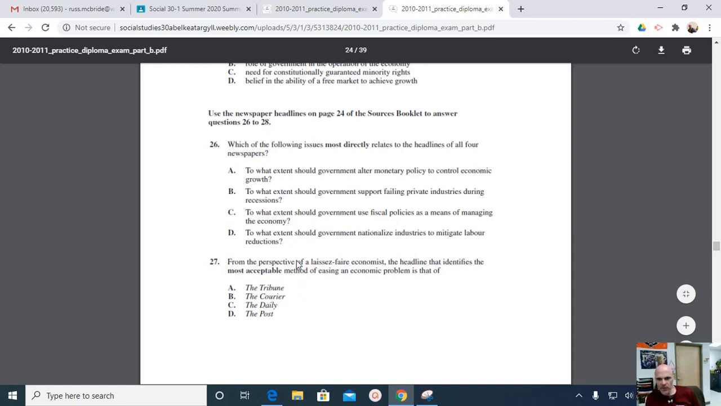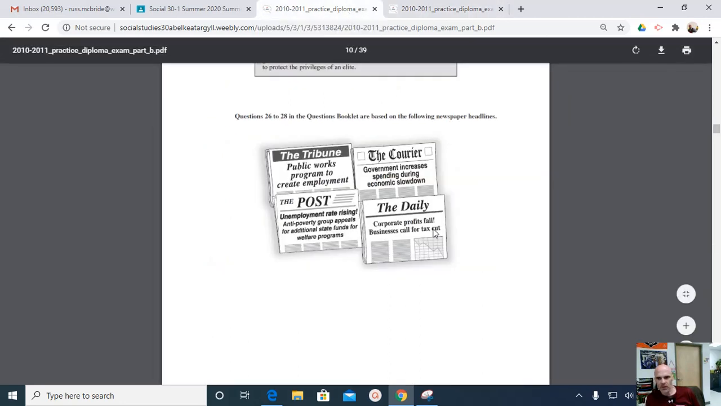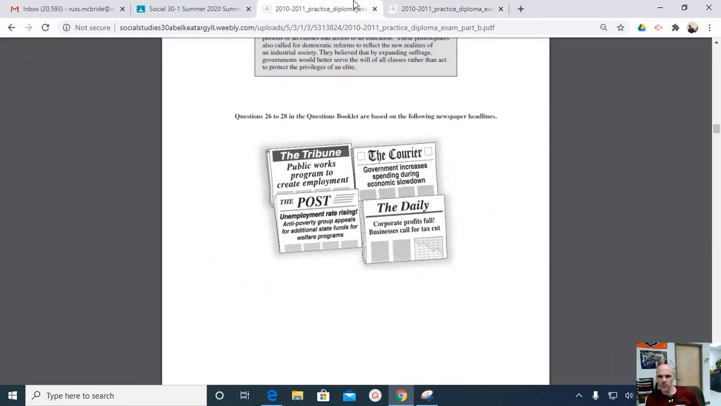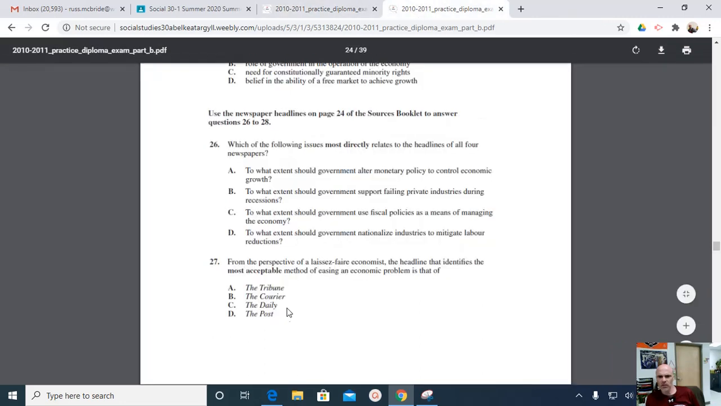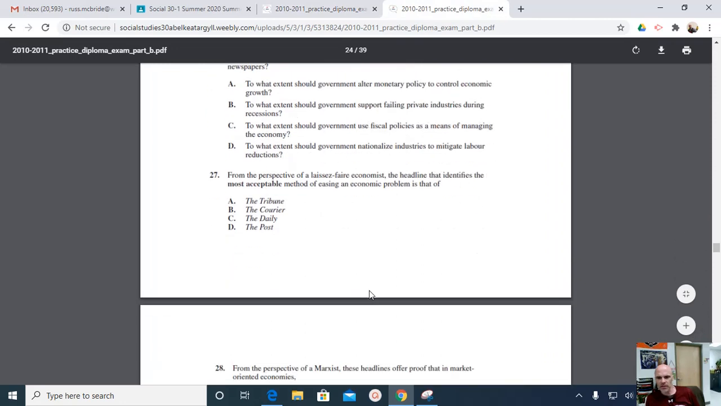Circle that. From the perspective of a laissez-faire economist, the headline that identifies the most acceptable thing. Laissez-faire economists are on the right. They're capitalists. They're going to want small government. This is the Daily. Now, this is weird, though, because I would think A, B, C, D, and I'm tempted to go D for Daily, but Daily here is C. The Post is D. You've got to be careful. You've got to double check, right? Daily says C there, but I would think A, B, C, D, but no, I'm going to go with this one. Corporate businesses call for tax cuts. That's more of a laissez-faire thing to want.